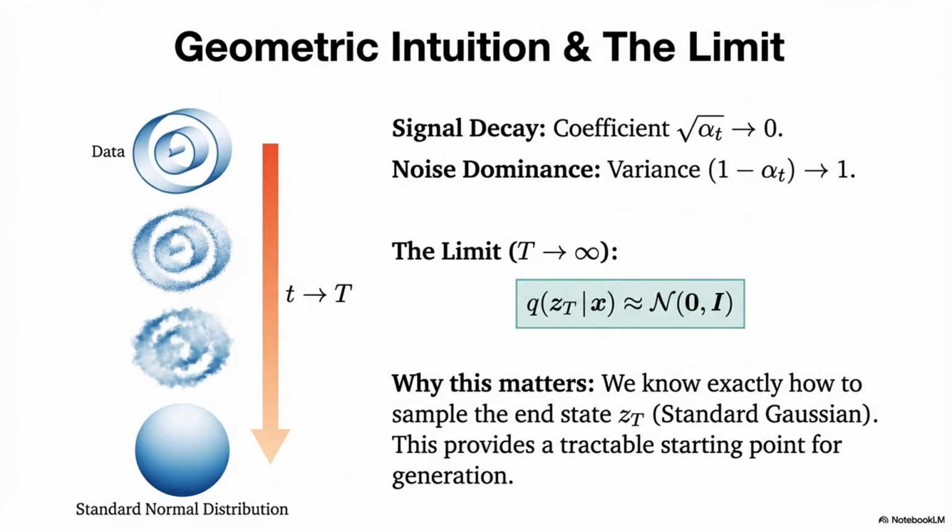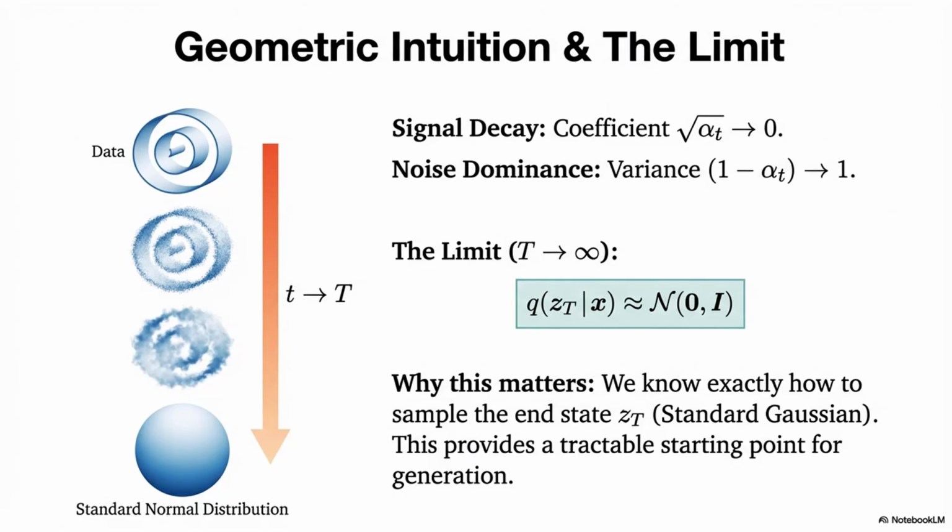So, why does all this matter? What's the point? Well, look at the geometry of it. Our original data, all the images of cats or whatever, might exist on some incredibly complex, twisted shape in high-dimensional space. But as we keep adding noise, that complex shape gets smoothed out, and eventually it just becomes a simple, predictable sphere, a standard Gaussian distribution. And this is so critical because it means that no matter how complex our image was to begin with, the end state is always the same simple known thing. We have a predictable starting line for the reverse process.